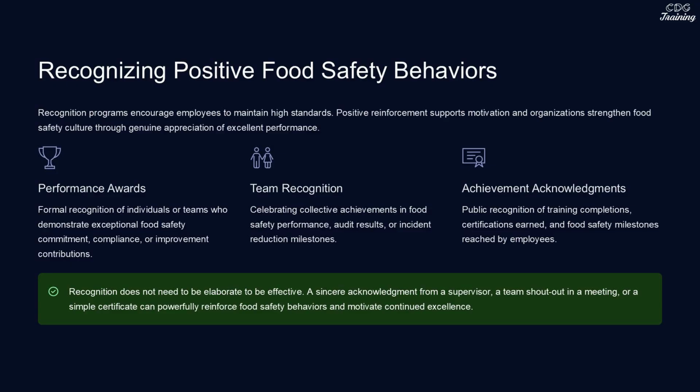Recognition programs encourage employees to maintain high standards. Positive reinforcement supports motivation, and organizations strengthen food safety culture through genuine appreciation of excellent performance. By offering performance awards, team recognition, and achievement acknowledgements, organizations can powerfully reinforce food safety behaviors and motivate continued excellence.